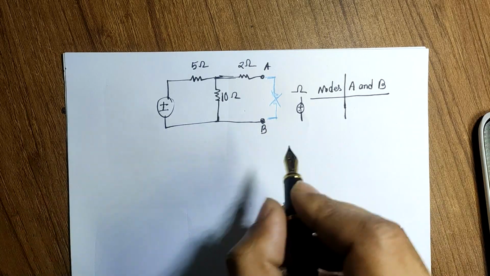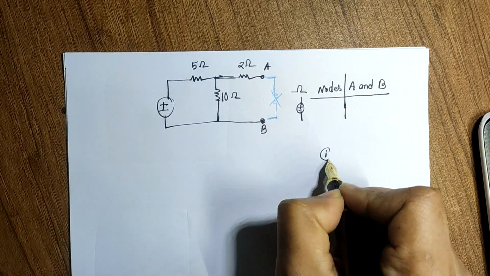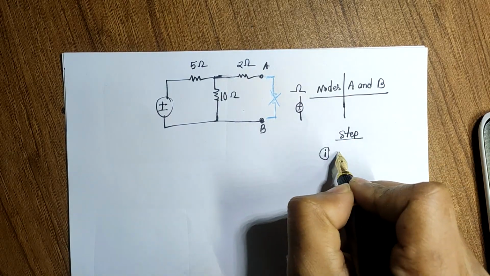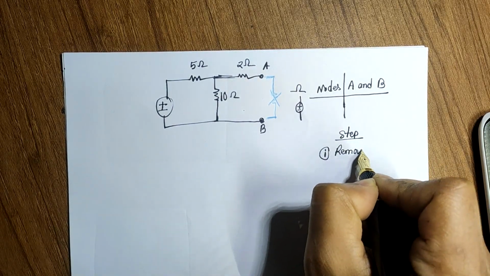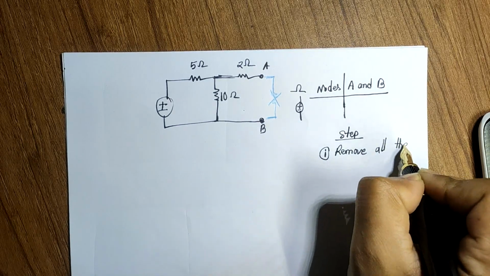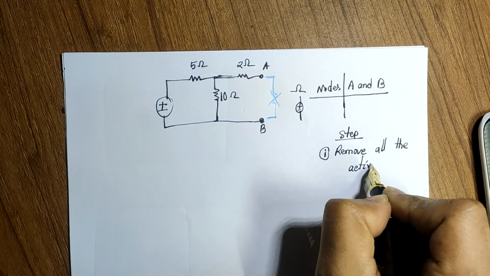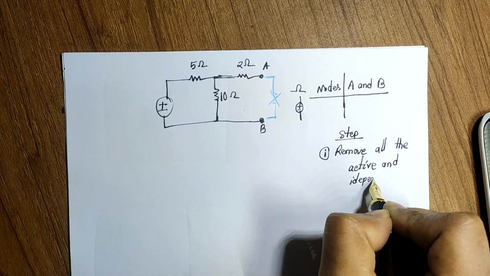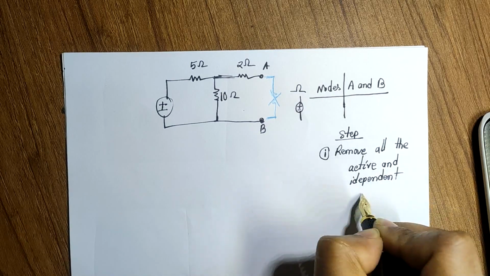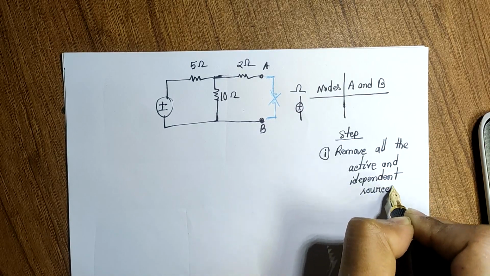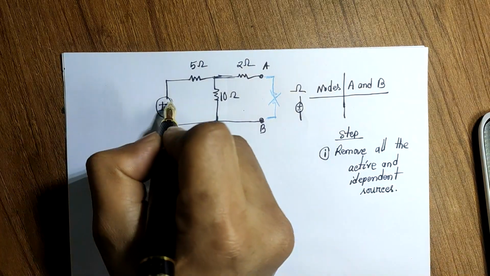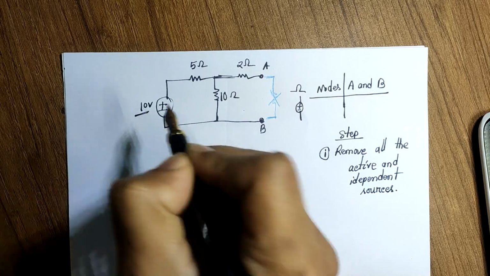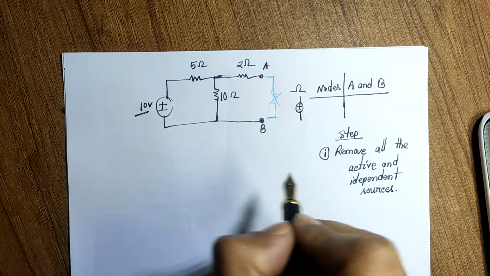Okay, so the first thing that you need to do, step number one, the first step is to remove all the active and independent sources. For example, in this circuit, we have a voltage source of 10 volt. So we need to remove this 10 volt. That means we have to turn off.